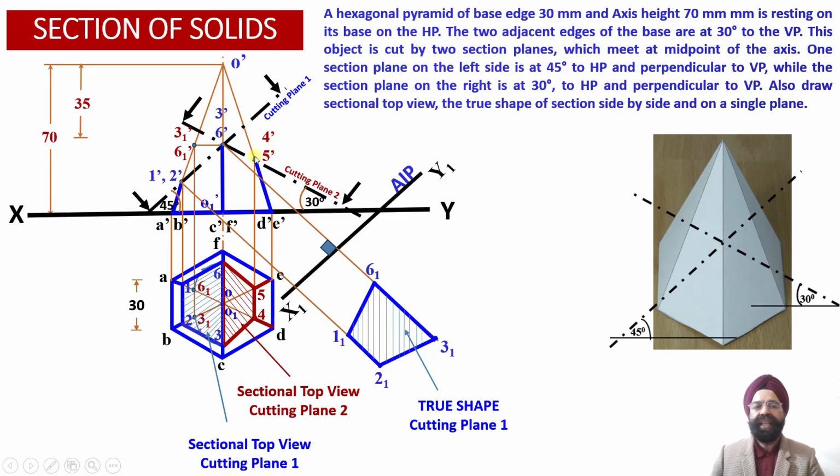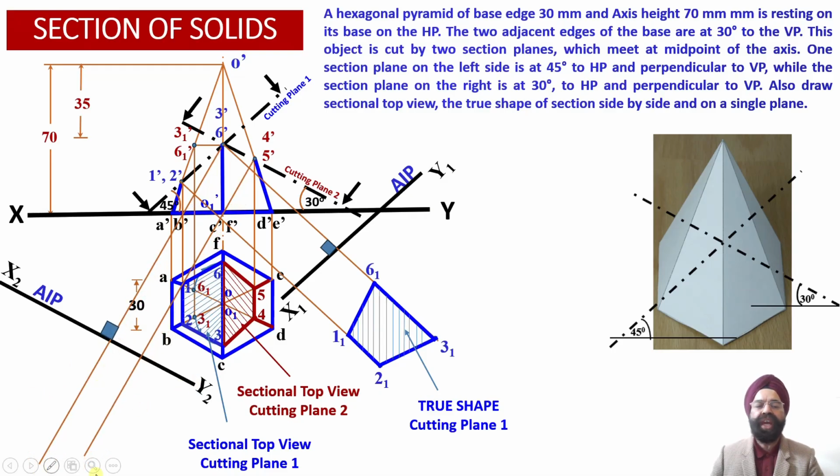Once again, another auxiliary inclined plane X2Y2 we are going to draw parallel to this cut section, or parallel to cutting plane number 2, which is oriented at an angle of 30 degrees with respect to the horizontal plane. Since this cut section is parallel to this auxiliary inclined plane X2Y2, the projections of this cut section obtained onto X2Y2 will provide us with the true shape projections of this cut section in the auxiliary plan projection.